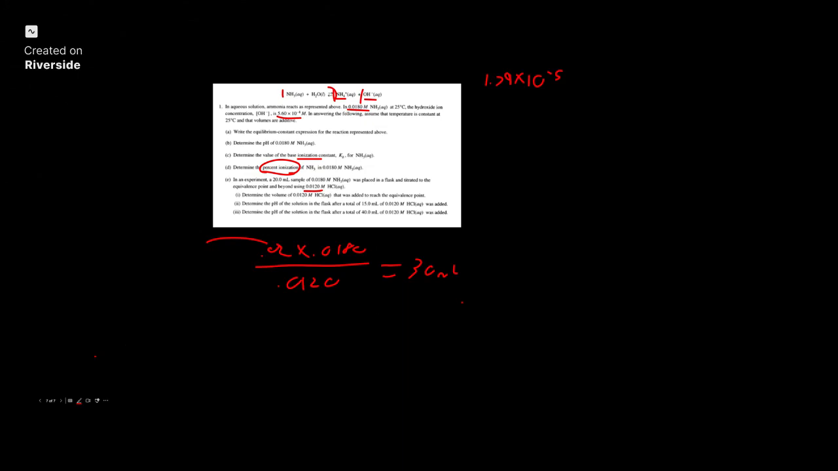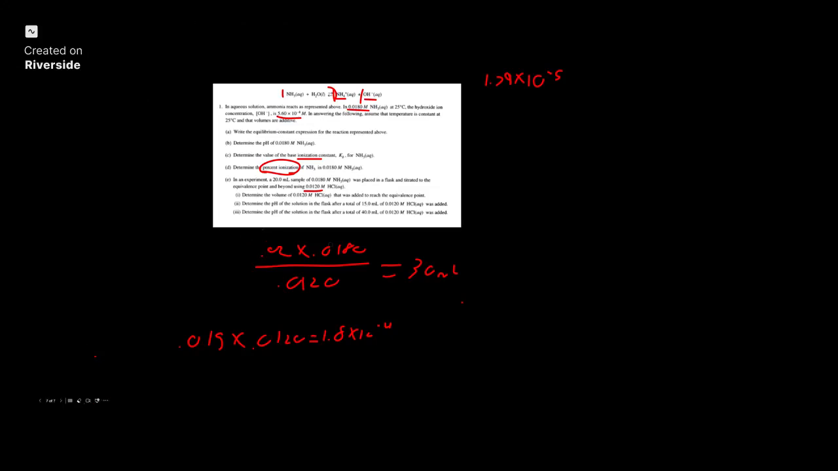Let me just make sure that was the right answer. 30 milliliters. Okay. Next, determine the pH of the solution in the flask after a total of 15 milliliters of 0.0120 HCl was added. So we can just do 0.015 times 0.0120, and then that will give us, I believe, 1.8 times 10 to the negative 4th moles of HCl. Let me just make sure that is correct. Yep. So that's how much we are putting in.